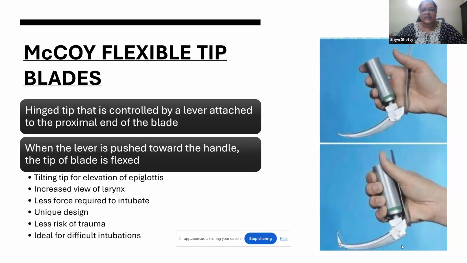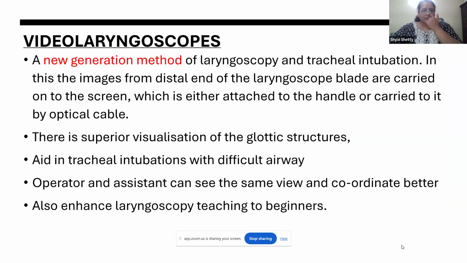In the picture, you can see the top picture shows the lever, and when it is approximating towards the handle, you can see the tip flexing, which will be used to lift up the epiglottis. Coming to video laryngoscopes, it is a new generation method of laryngoscopy and tracheal intubation.